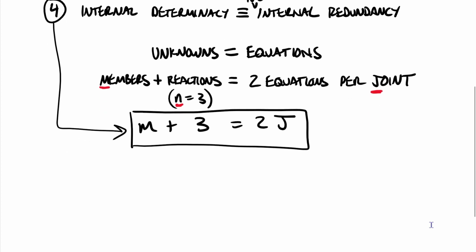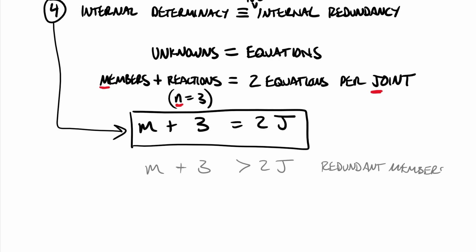As kind of context off to the side, if you end up with M plus 3 greater than 2J, what do you think that means physically? You have an extra member, fundamentally, if we're still sticking with 3 reactions. So this is actually a case where we'd have redundant members. Probably your safest design choice, but a design choice that we can't analyze here in statics.